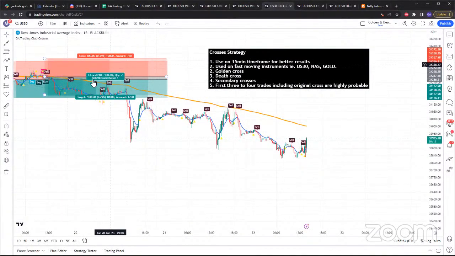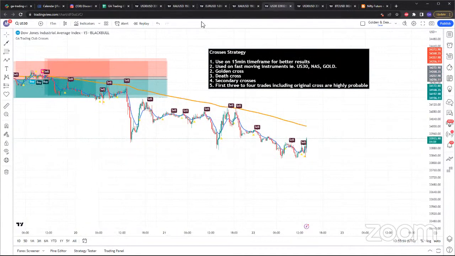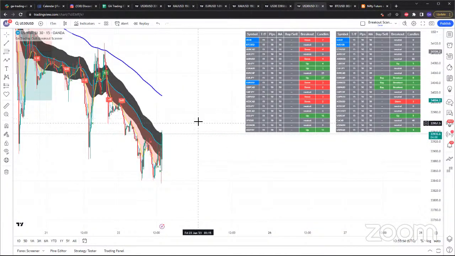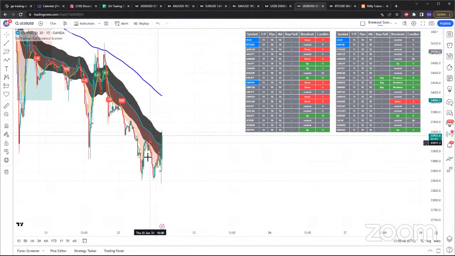The other way, you can use the golden crosses indicator in tandem with the breakout scanner. The breakout scanner is my second favorite indicator that we have. For this one, I would say it has like an 80% win rate, at least 70 to 80% win rate, which is pretty high.